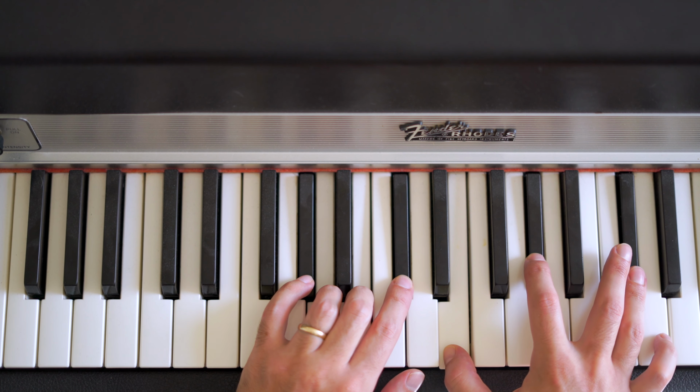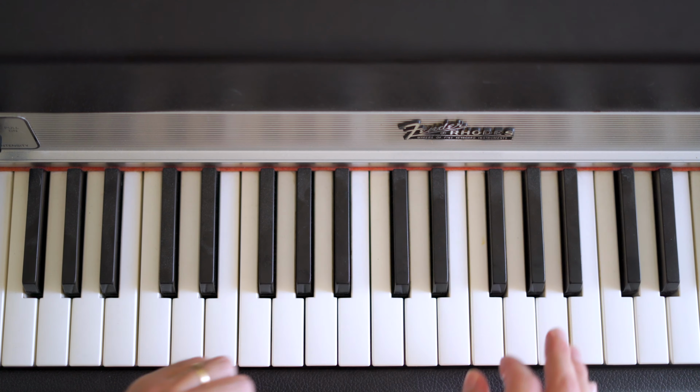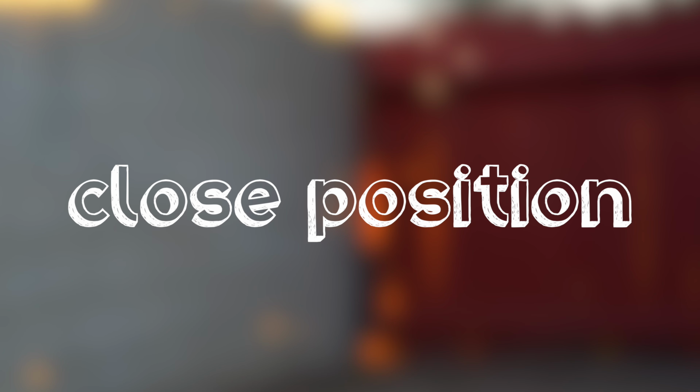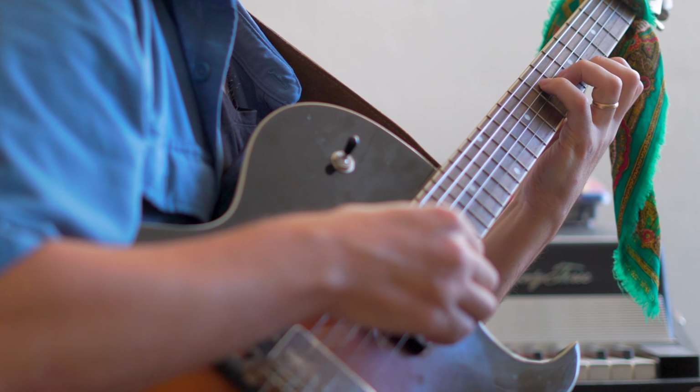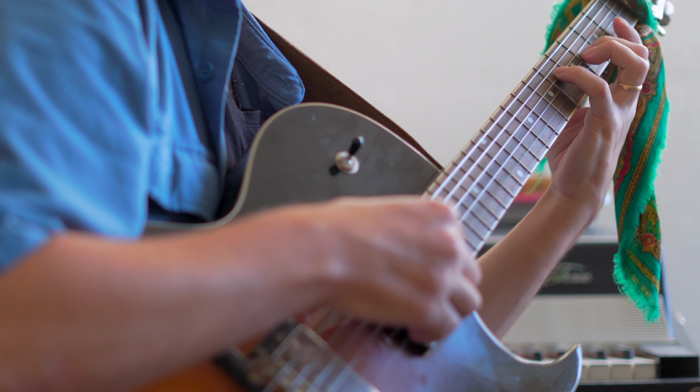With the Rhodes part, we were easily able to position the notes of the chords very close together. This is actually pretty difficult to do on a guitar. There are only a couple types of chords that can be played in this way on guitar, which is called close position. The layout of the guitar fretboard makes open position voicings a natural option.